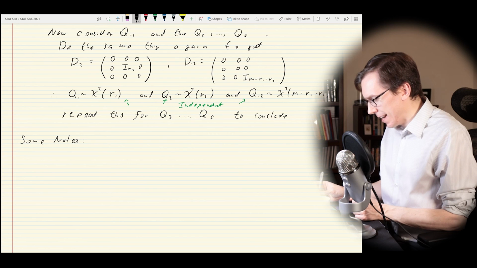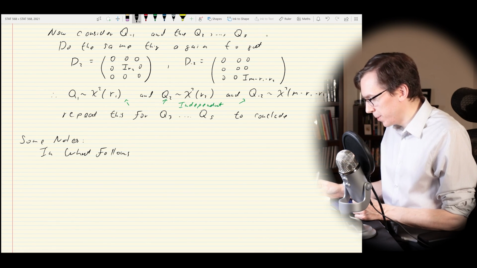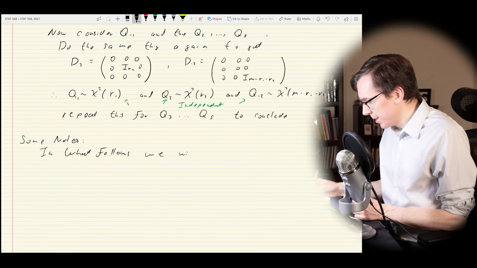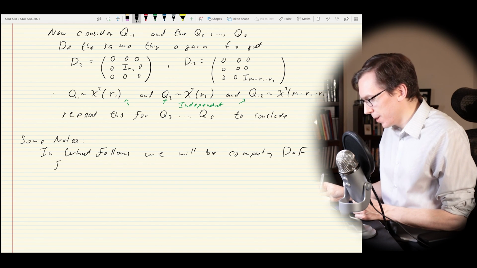So the idea is that I'll say in what follows, we will be computing degrees of freedom for complex experimental designs.